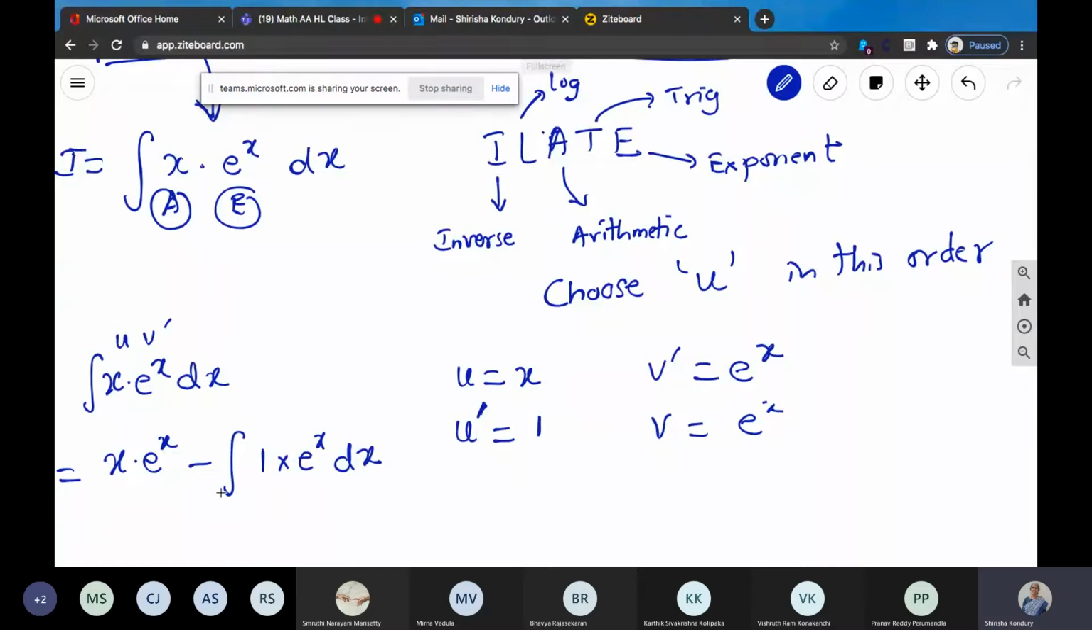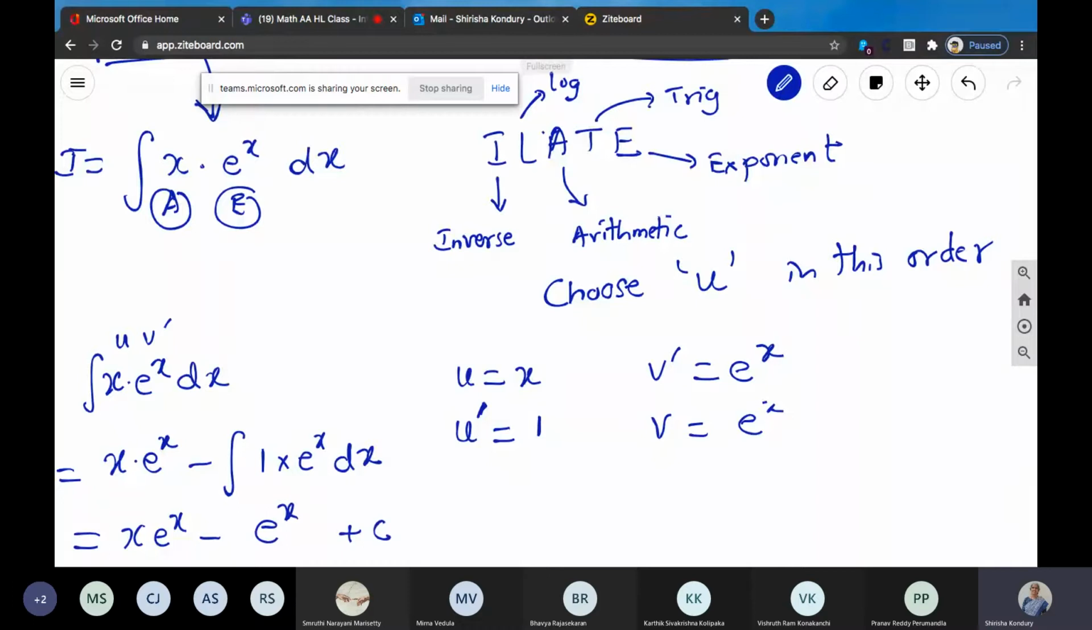So the reason I have not put c in the formula is because I have not yet finished my integration. I still have an integral to do. But in my answer, I am going to put a c because I'll finish my integral. So x e power x minus... Now is it easy to integrate this? Yeah, it's only e raised to x. An integral of e raised to x is e raised to x. Now I'll put a plus c.